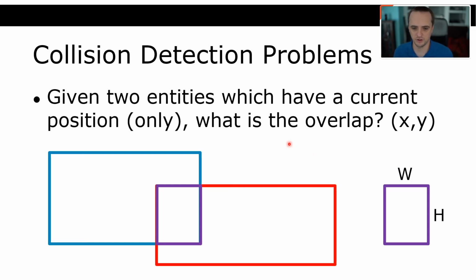And also something that we're going to want to have is that given two entities which have a current position, what is the current overlap? Okay, so not only, for example, are the red rectangle and the blue rectangle intersecting, but what are the dimensions of their overlap? And that's going to be very important going forward. Because when it comes to the collision resolution stage, we need to know more information than just, are they intersecting? We need to know where they're intersecting and by how much they're intersecting.